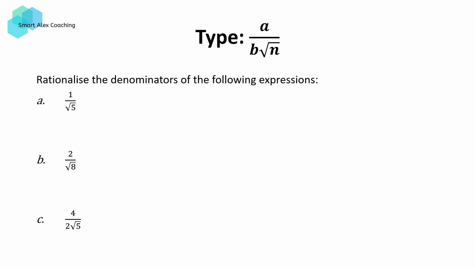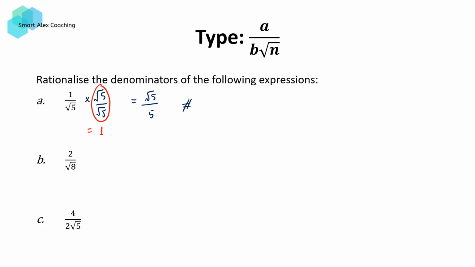In question A, I've got 1 over root 5. We're going to multiply top and bottom by root 5. The reason we have to multiply top and bottom by root 5 is because root 5 over root 5 is equal to 1, and when we multiply anything by 1, the expression itself remains the same, it's unchanged. On the top, 1 times root 5 is going to give us root 5, and on the bottom, root 5 times root 5 is going to give us 5. So this is going to be our final answer.